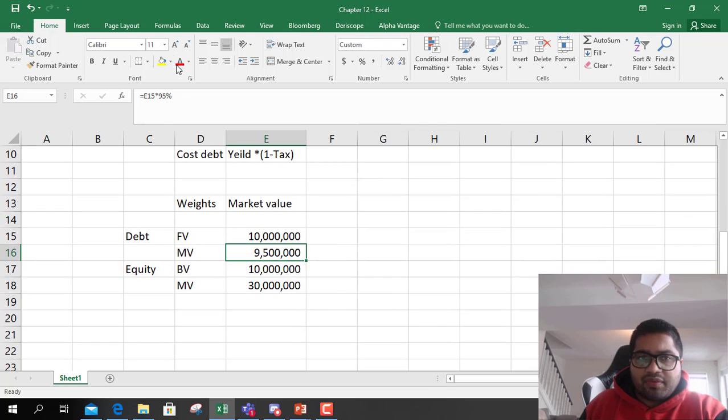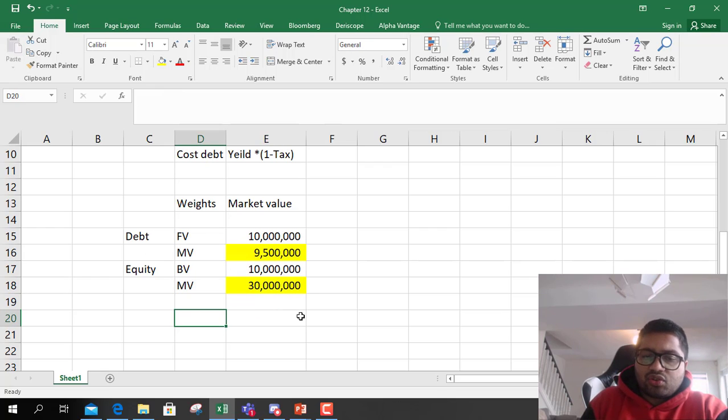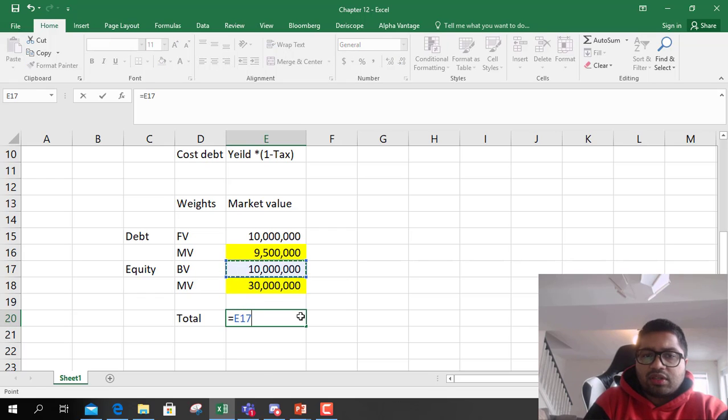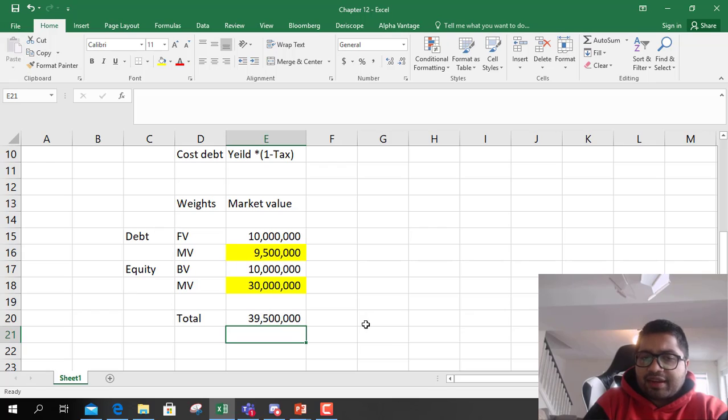So which weights do we use? We look at market values. So if you look at that, we are only going to consider market values. We are not going to consider face values. So total market value equals 30 million plus 9.5 million, 39.5 million.